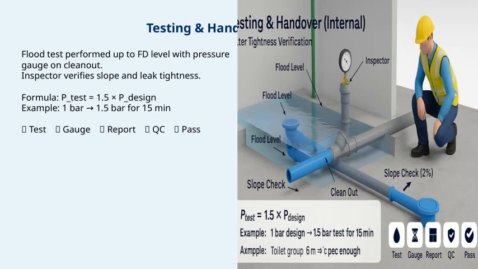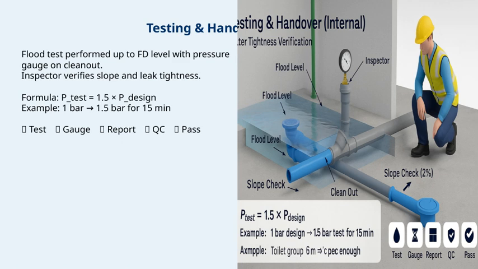Now, let's talk about the testing and handover process, focusing on the internal checks. First, a flood test is performed up to the FD level, using a pressure gauge on the cleanout to monitor the pressure. The inspector then verifies the slope of the pipe to ensure proper drainage, as well as checking for any leaks that could compromise the system's integrity.